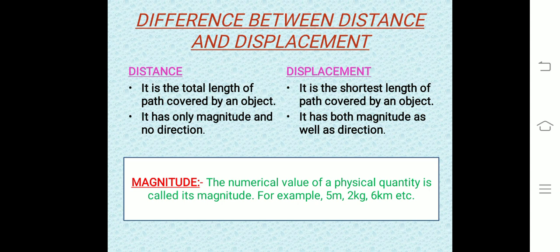Now, what is this magnitude? The numerical value of a physical quantity is called its magnitude. For example, 5 meters, 2 kgs, 6 kilometers, etc. These all are the numerical values of any physical quantity. This is known as its magnitude.